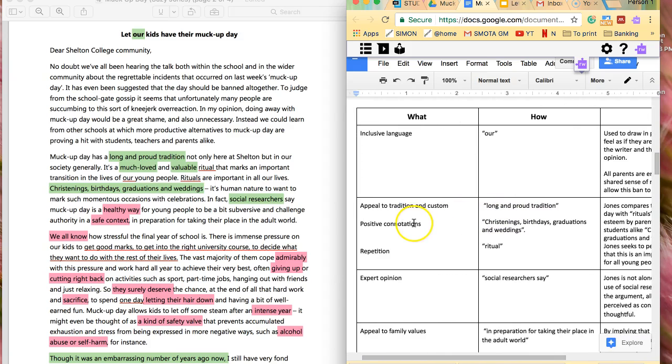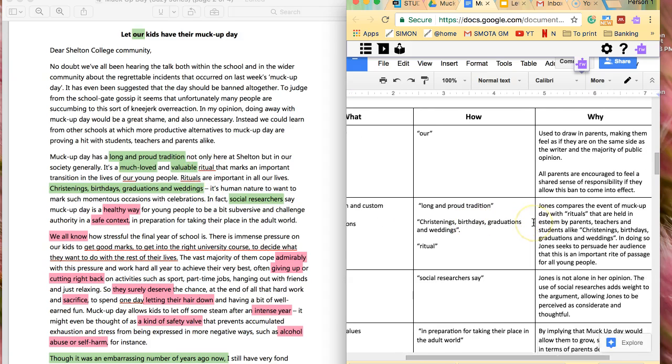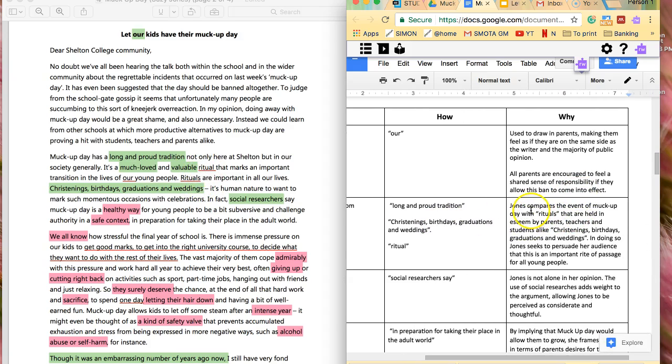So there's three different techniques there. You've got the appeal to tradition, long and proud tradition, events that have a positive connotation. These make us feel good and they feel like important parts of our lives. And then you've got the repetition of the term ritual. So how you can write about that is over here.